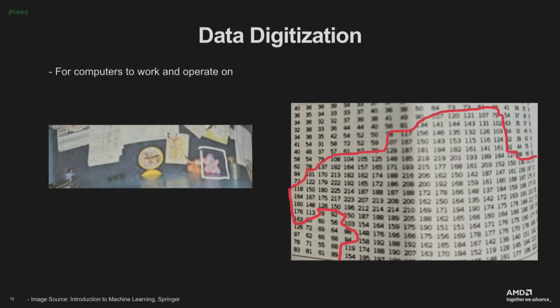So you need to figure out a way to digitize the data so that you can do some processing. Once you have the numbers, computers are good at it. They cannot deal much with the image itself.